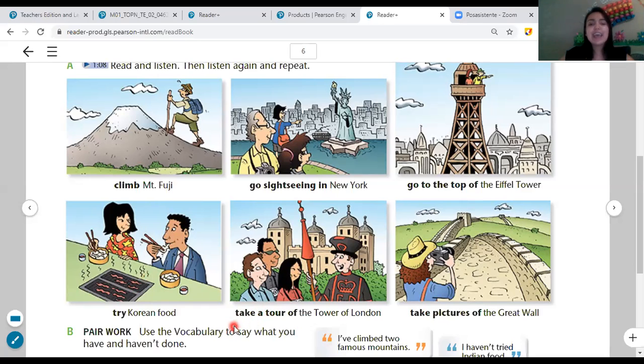Then it says, take a tour of Tower of London. Take a tour, I think that this one is clear, but tomar un tour, hacer un tour. And also, take pictures. Take pictures of the Great Wall. Take pictures of the Eiffel Tower. Si están en New York, take pictures of the Statue of Liberty. If you are in Petén, take pictures of the Gran Jaguar. If you are in Atitlan, take pictures of Lake Atitlan. Okay?